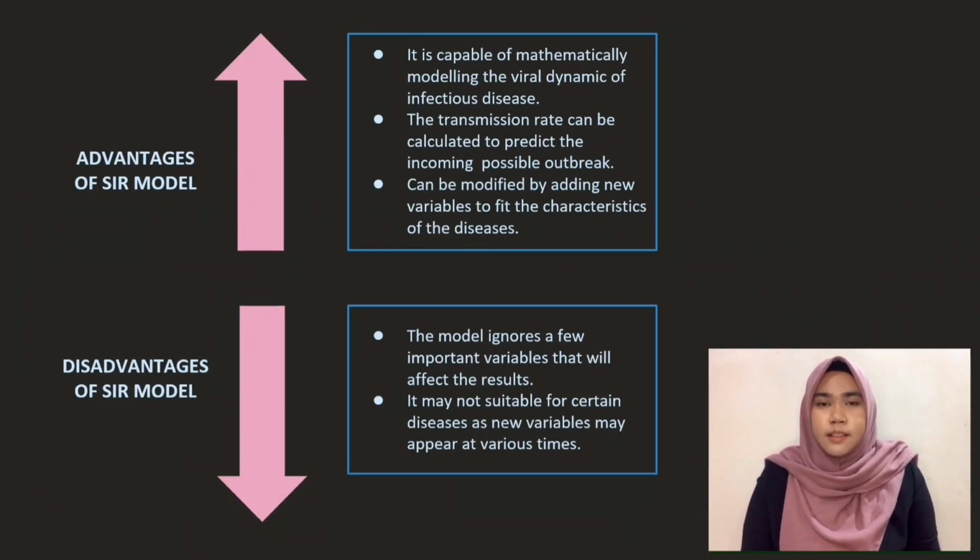Lastly, the SIR model can be modified by adding new variables to fit the characteristics of the disease. The disadvantage of the SIR model is that it ignores a few important variables, such as quarantine and social distancing, which will affect the results. Besides, it will not be suitable for every disease, as new variables may appear at various times, while the basic SIR model only includes a few variables.